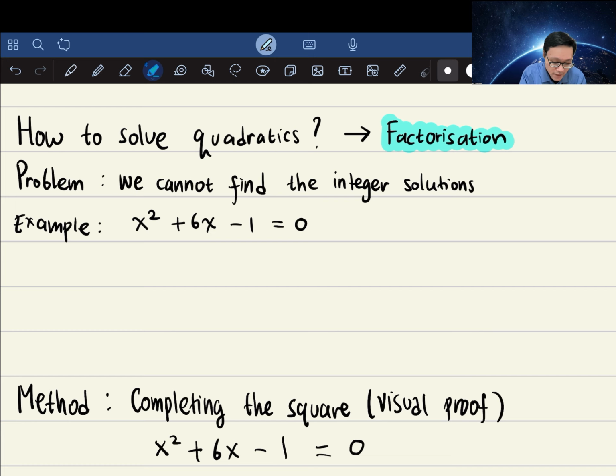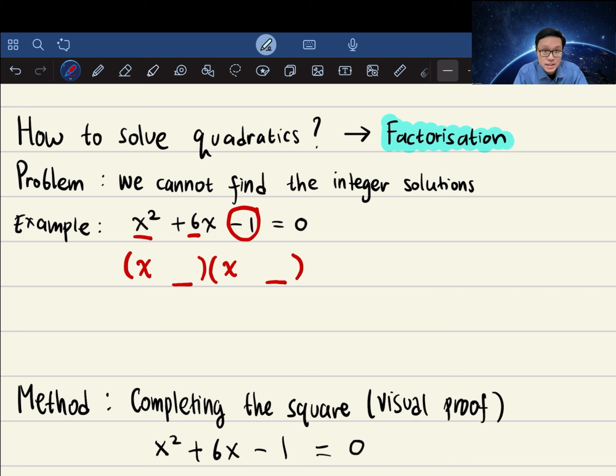So, for example, we have x squared plus 6x minus 1. In factorization method, this is x squared, so it's x and x. And then our goal is to find two integer numbers. When we multiply them, we get minus 1. But when we add them, we get 6. But the problem is we cannot find those two integer numbers. So we cannot do factorization here. So what should we do? In this video, we are going to learn about completing the square method, guys.